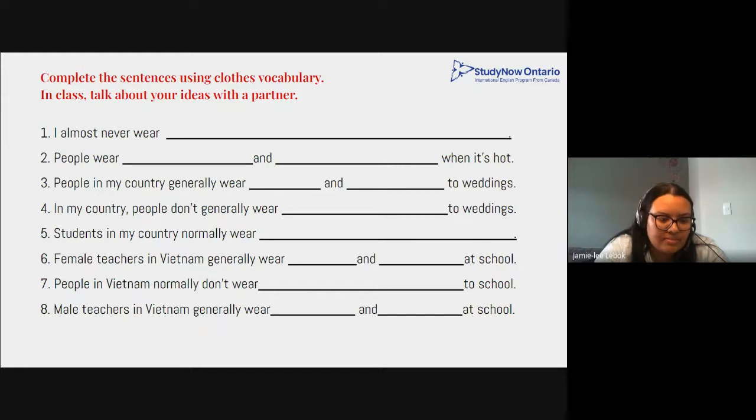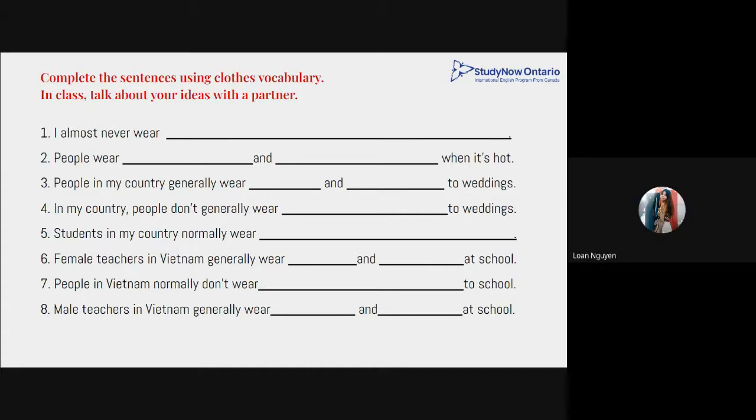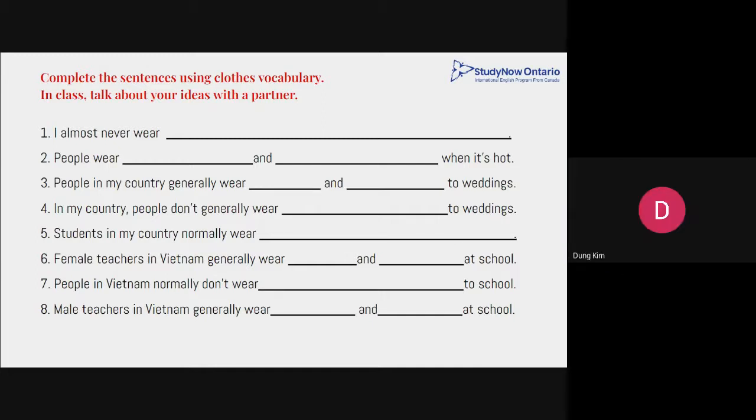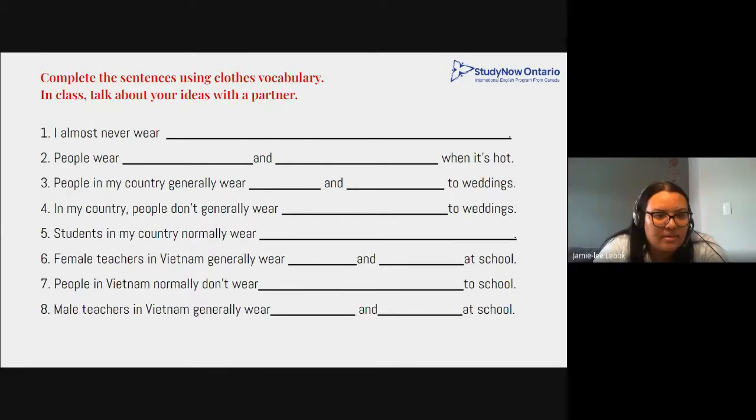Luon, sentence number five for you. Students in my country normally wear t-shirts or dresses or jeans and so on. Oh, okay. Very good. And the next one, Beauty? Female teachers in Vietnam generally wear áo dài and polite dress at school. Okay, very good.